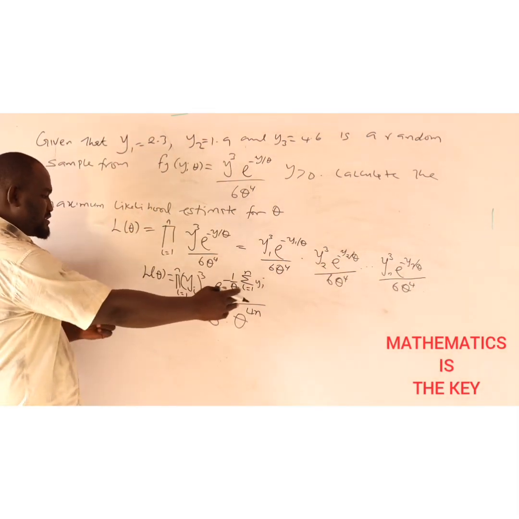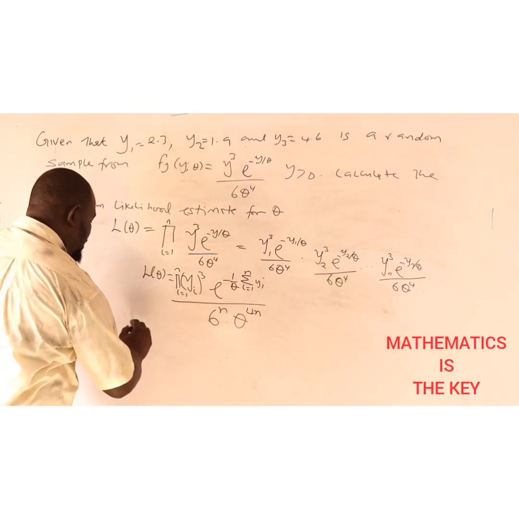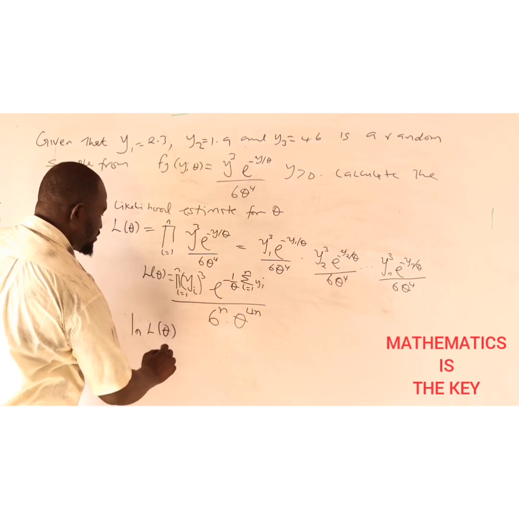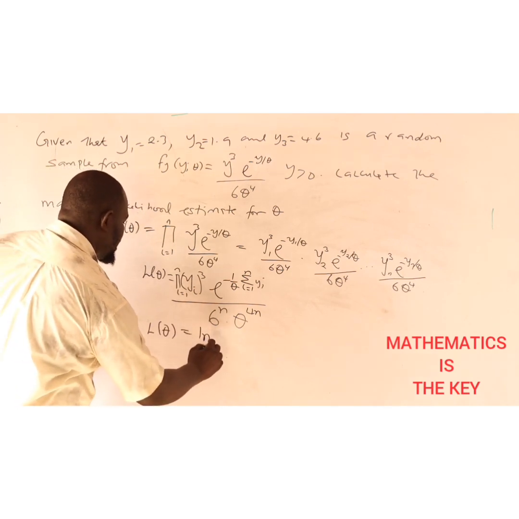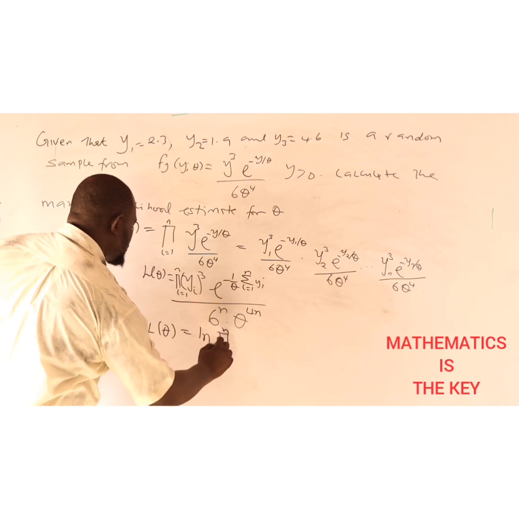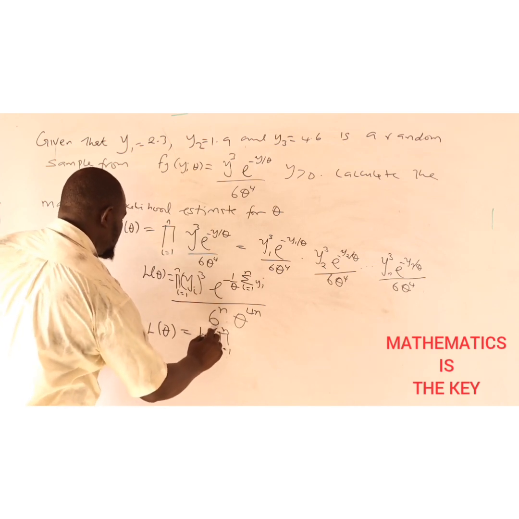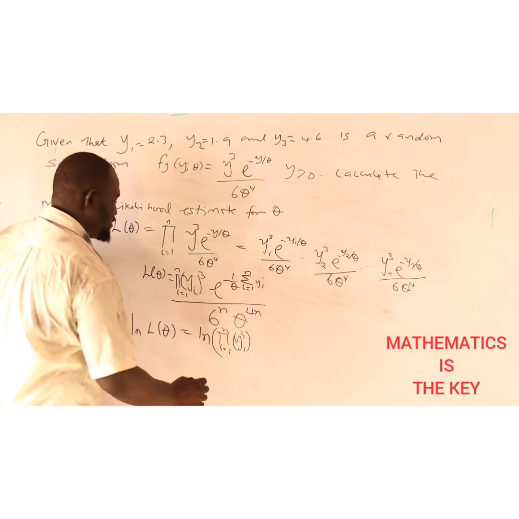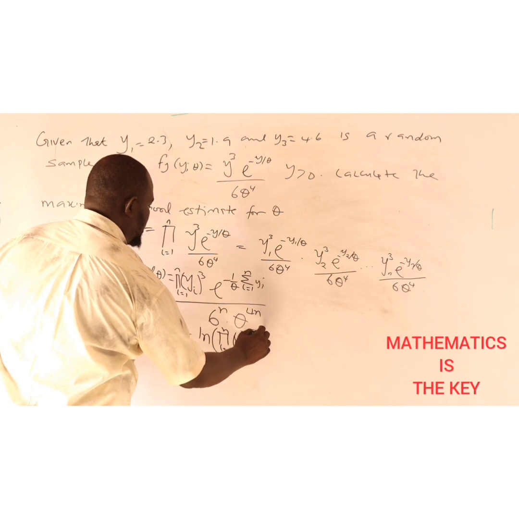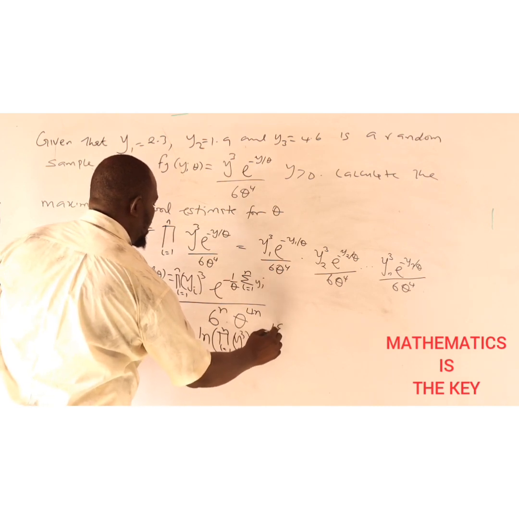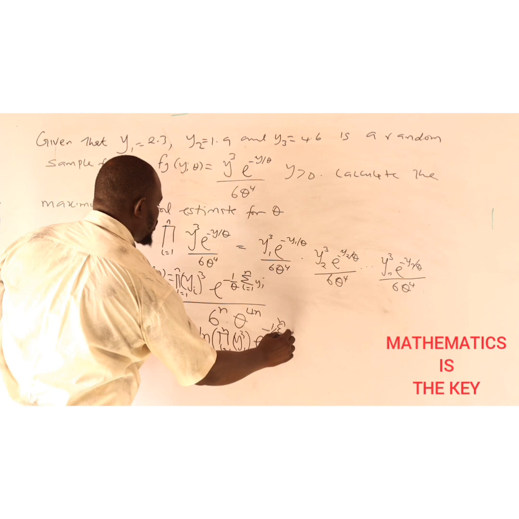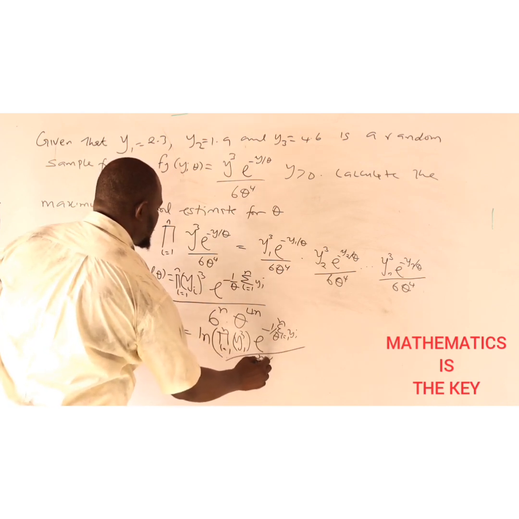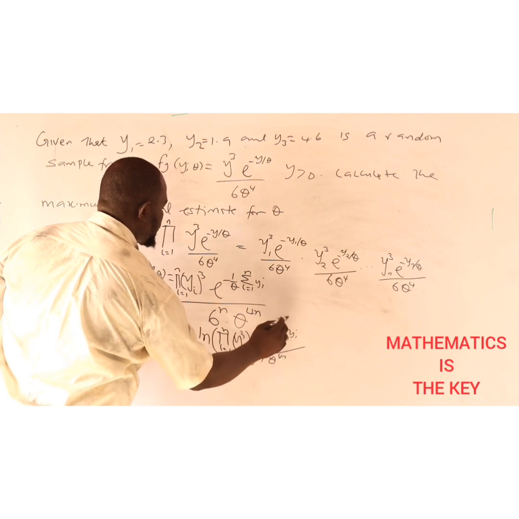Now, we can simplify this complex fraction by taking the logarithm of both sides. We have ln of the likelihood function is going to be ln of the product to n of i equals 1 of yi to the power of 3, exponential of minus 1 over theta summation to n of i equals 1 of yi, all over 6 to the power n theta to the power of 4n.